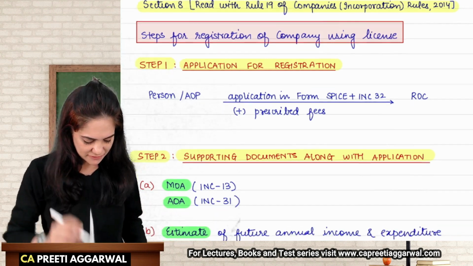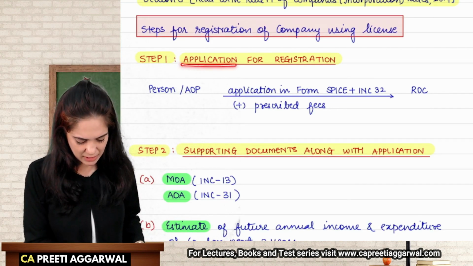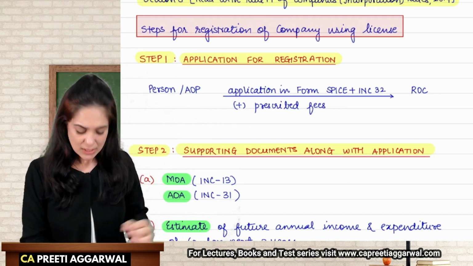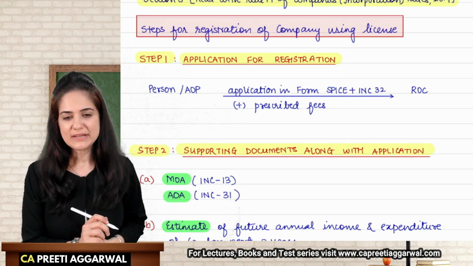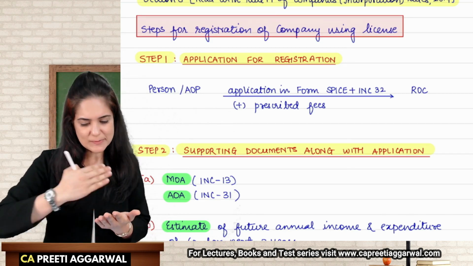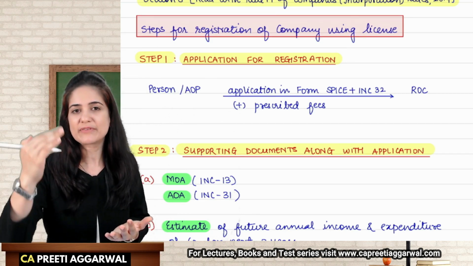So what is the first step? See, the first step is that we will apply for registration. Go in a logical manner. This is a logical flow, and the documents, etc. Everything is like one step, second step, third step. I will teach you how everything is flowing logically.